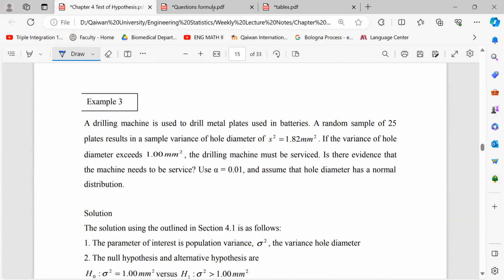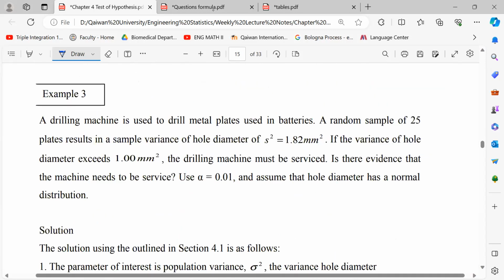Now, we have an example. It says a drilling machine is used to drill metal plates used in batteries. A random sample of 25 plates results in a sample variance of hole diameter of 1.82. Look, this is the variance. N is given, it's the sample size. N is 25. Variance is 1.82.